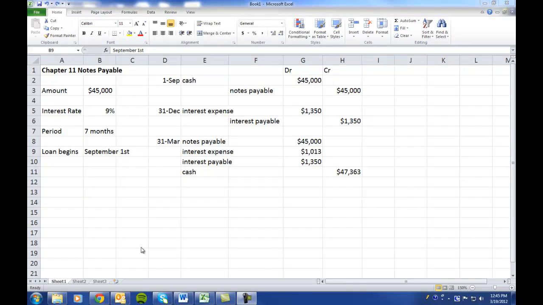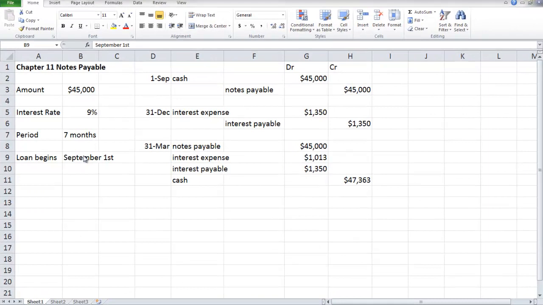Okay, continuing on with notes payable, let's assume that the amount of this notes payable is the same, $45,000. The interest rate is the same, 9%. The period remains the same at 7 months. But let's change the beginning of this loan date, and let's assume it's January 1st.